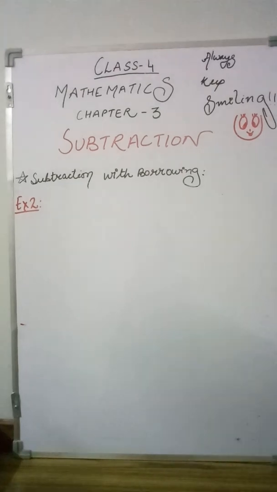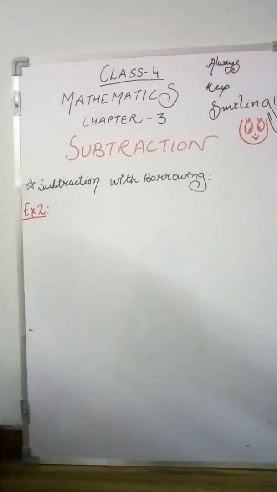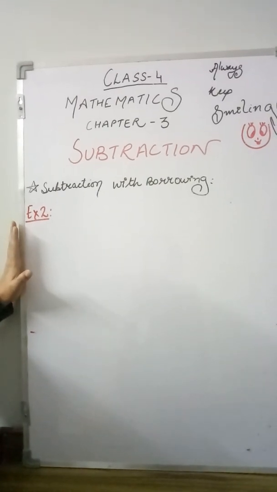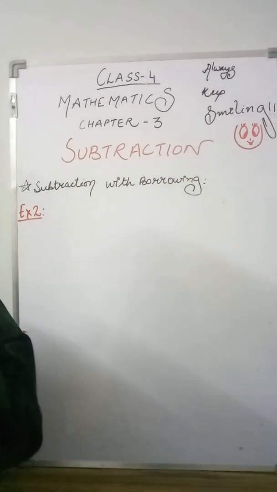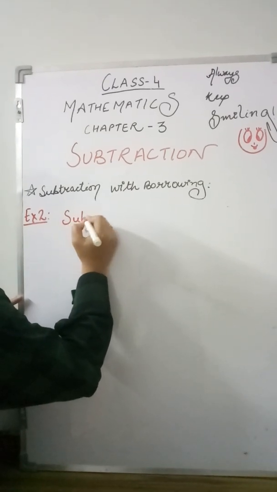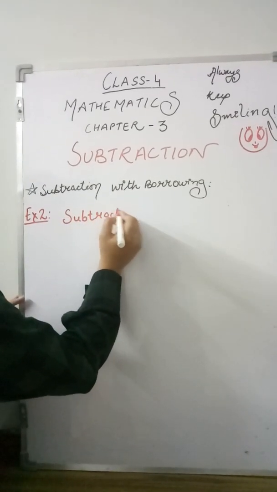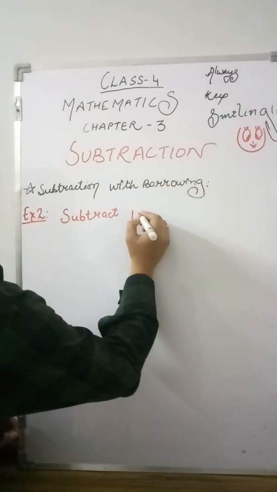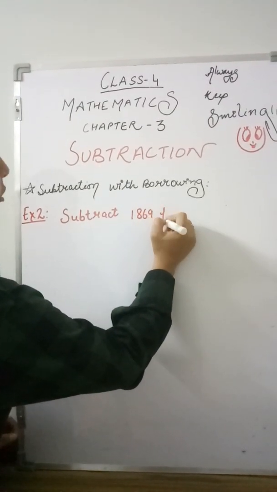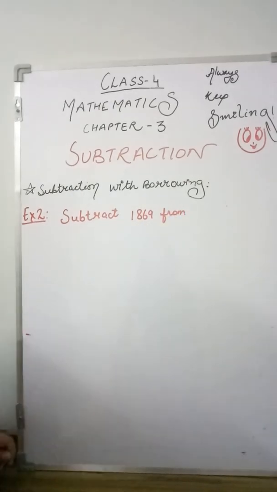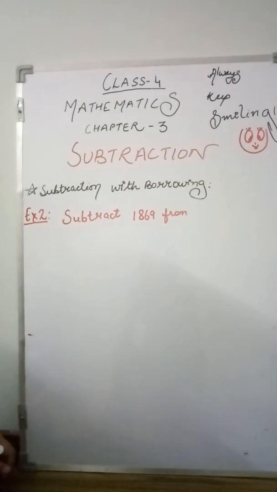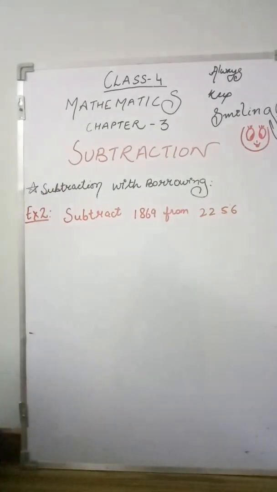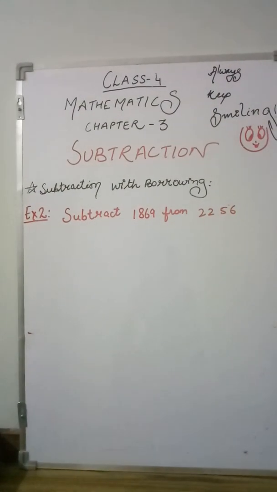Now students, I am going to take the second example. That example is a 4-digit number, because the first example I have already taken was a 5-digit number. Let's take the example of a 4-digit number. Subtract 1869 from 2256. Again the method and the explanation are the same.